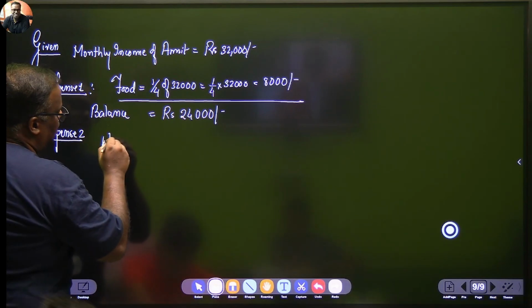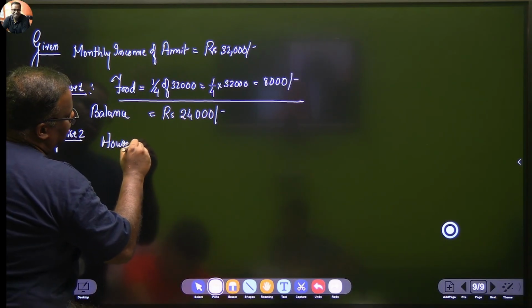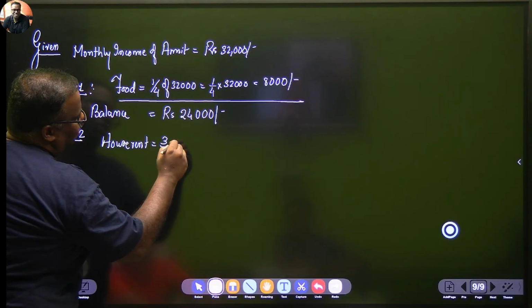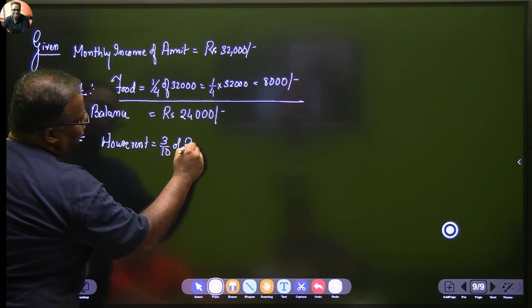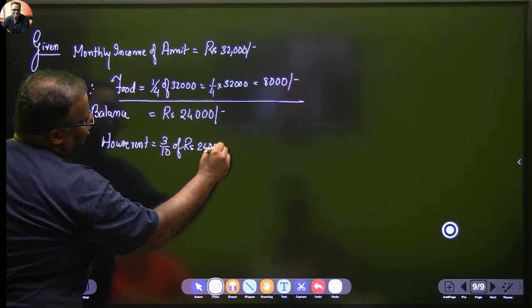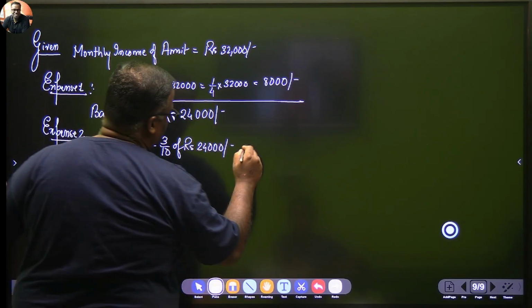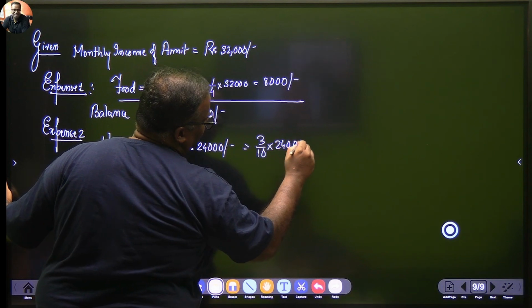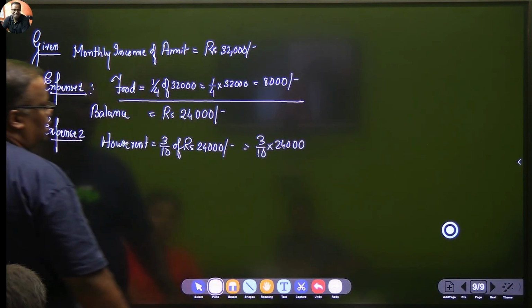House rent. So house rent is how much? House rent will be 3/10 of rupees 24,000, है ना? अब देखो कितना इजी होता जा रहा है, which is equal to 3/10 into 24,000. Agreed? देखो श्रेयस, इनको फास्ट कैसे करते हैं?